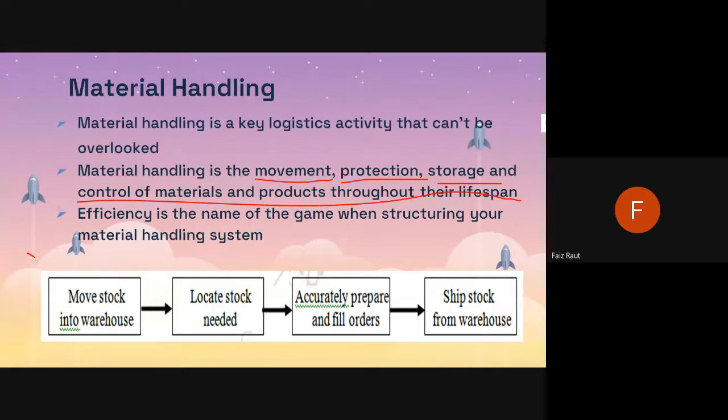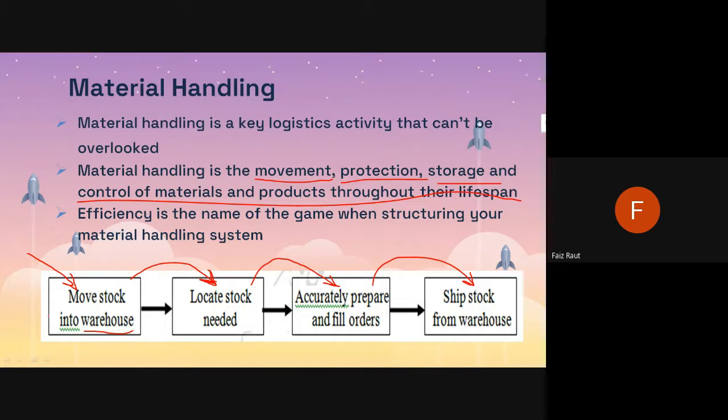So move stock, the truck will come. The truck will be unloaded and the products will be kept in the warehouse. You know how the process happens. The process happens in 5 or 6 stages of warehouse activities. After that, when the order arrives, we'll locate the stock which is needed. And after location, we'll accurately prepare and fill the orders. Then finally we will ship stock from the warehouse to the truck.